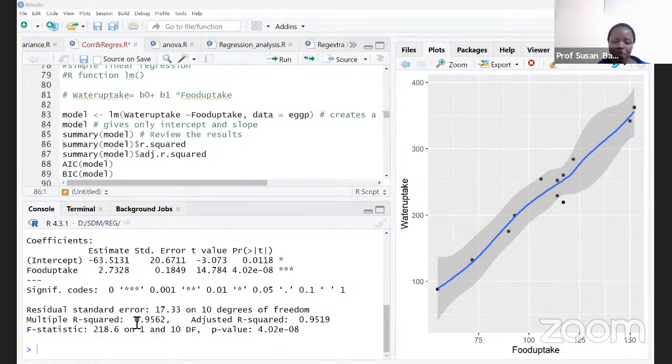Relationship between the t-value corresponding to food uptake and the F statistic. The F statistic here in the console is 218.6. If you have a calculator or you have your phones, can you get the square root of 218.6? What is the square root of the value of the F statistic, which is 218.6?